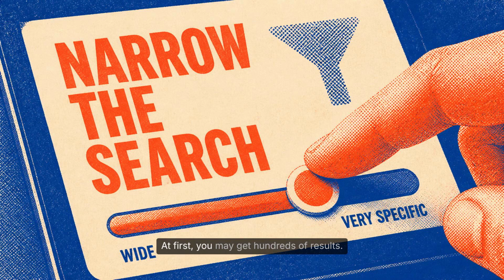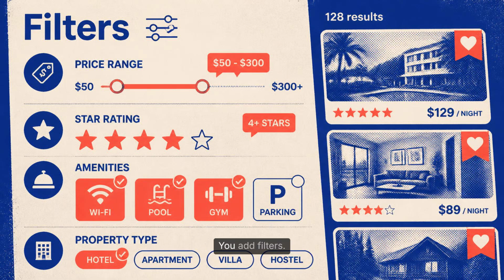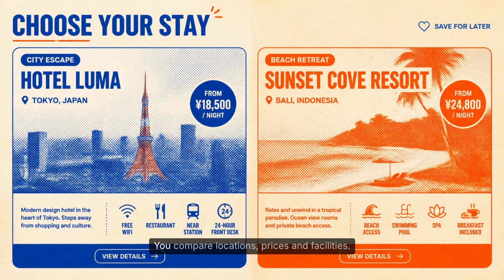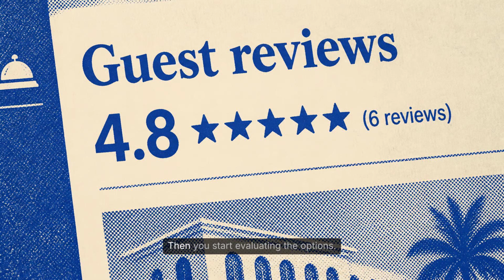At first, you may get hundreds of results, so you begin to narrow the search. You add filters. You change your search terms. You compare locations, prices, and facilities. Then you start evaluating the options.